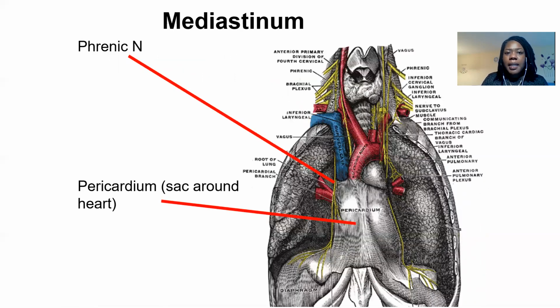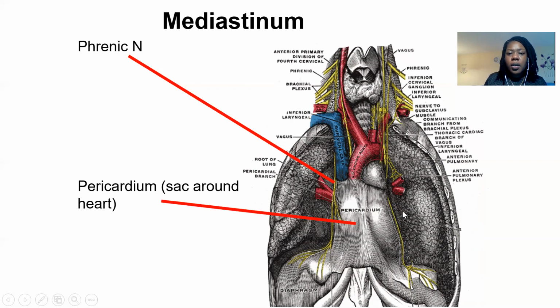Let's move into the mediastinum. So the mediastinum is this region that we define that is within the boundaries of both lungs and is posterior to the sternum, but anterior to the vertebral column. So this kind of confined space here, right where the heart sits, this is what we define as the mediastinum.